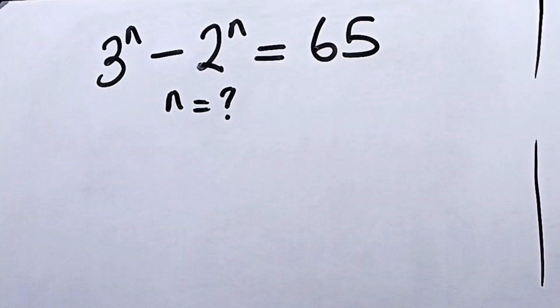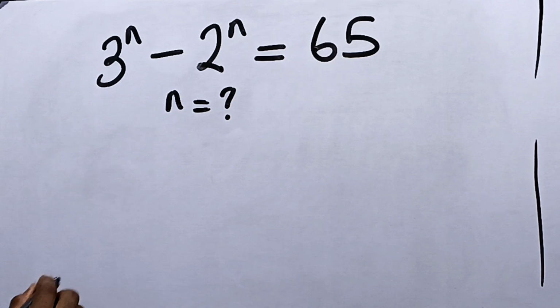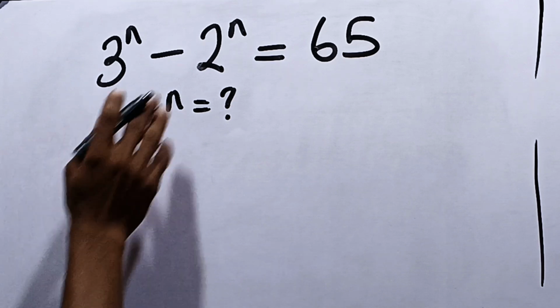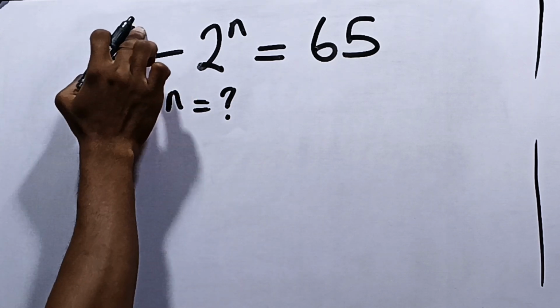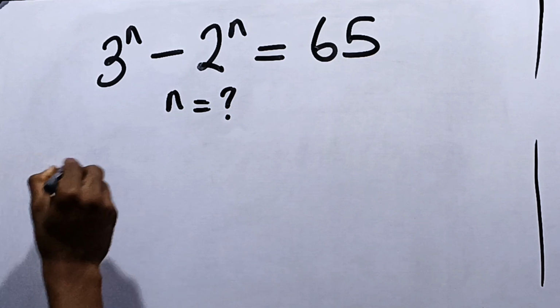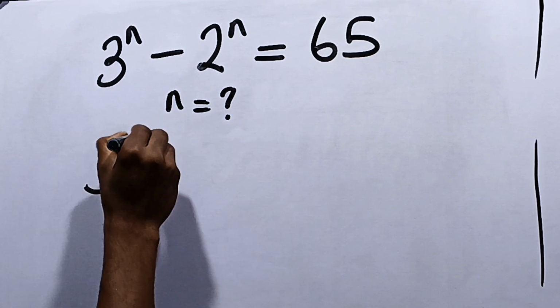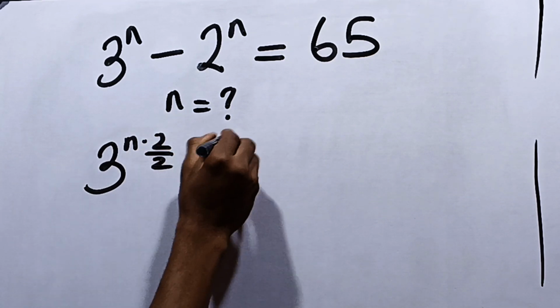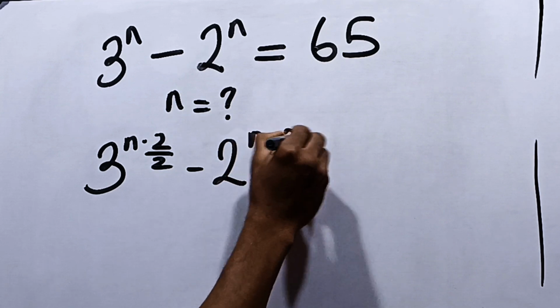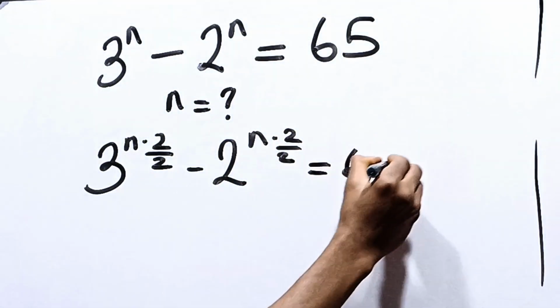Let's solve this together. It says 3 raised to the power n minus 2 raised to the power n is equal to 65. We're required to solve for the value or values of n in this question. Okay. Now, first things first, when we have 3 raised to the power n and 2 raised to the power n, we can multiply both the powers by 2 over 2. So we have 3 raised to the power n multiplied by 2 over 2 minus 2 raised to the power n multiplied by 2 over 2 to be equal to 65.